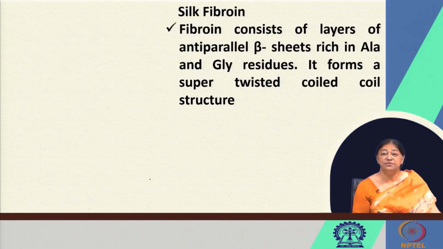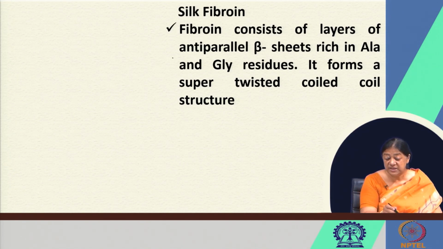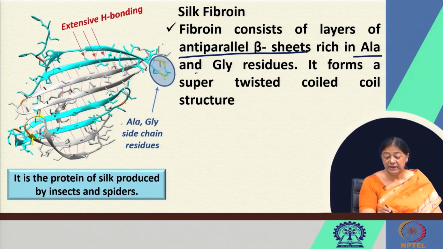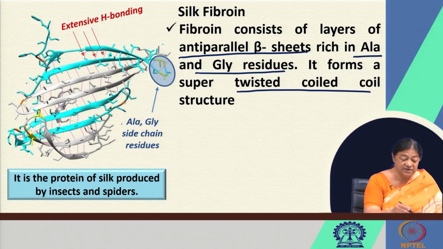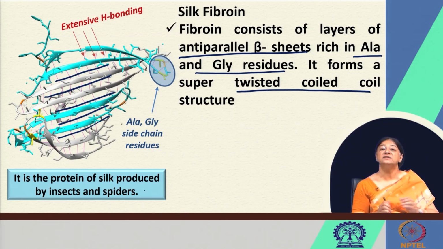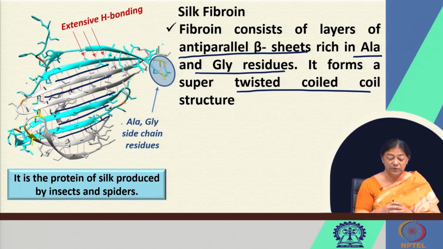If we look at silk fibroin, like we looked at previously, here we have layers of anti-parallel beta sheets, as we mentioned, that are rich in alanine and glycine residues. This particular type forms a twisted coiled structure, as is evident from the beta strands that form this twisted structure, and this is the protein of silk that is produced by insects and spiders in their web that we know of.